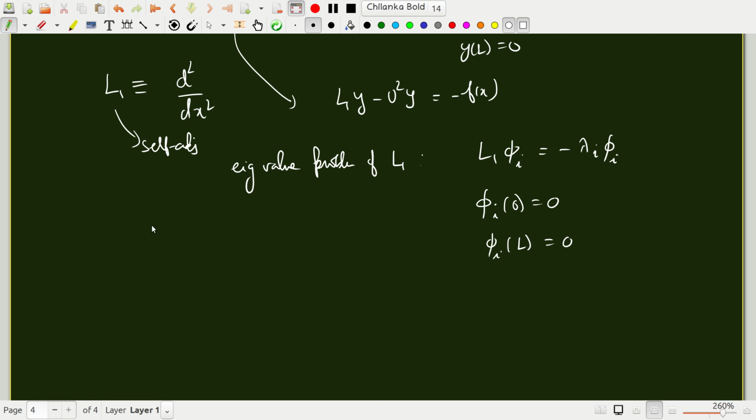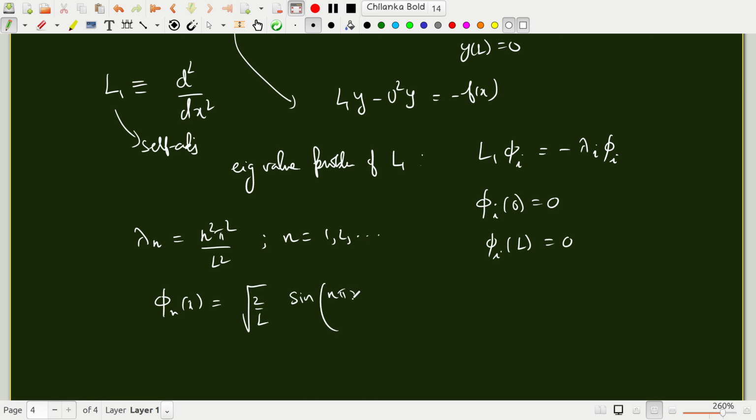If you solve this, you will get the usual lambda n as n squared pi squared by L squared, n is equal to 1, 2 and so on, and phi n of x is root 2 by L sine n pi x by L. These are the eigenfunctions.